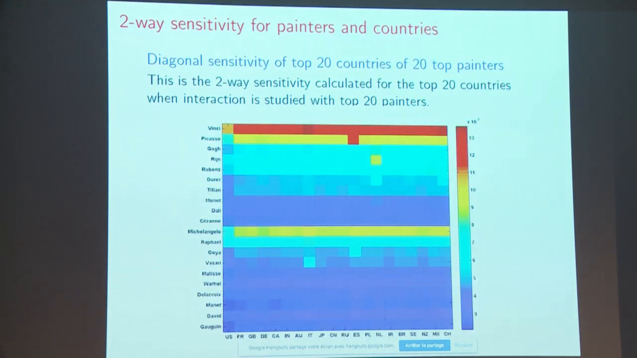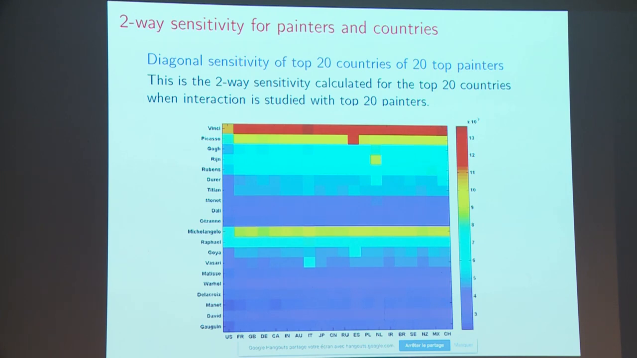And we have observed, for instance, the relationship between painters and countries. Here on this plot, we have represented the two-way sensitivity of the top 20 countries and the top 20 painters. On the left-hand side, we have the top 20 painters of the top 40 category I presented earlier. And on the bottom, we have the 20 most important countries that we have identified worldwide.